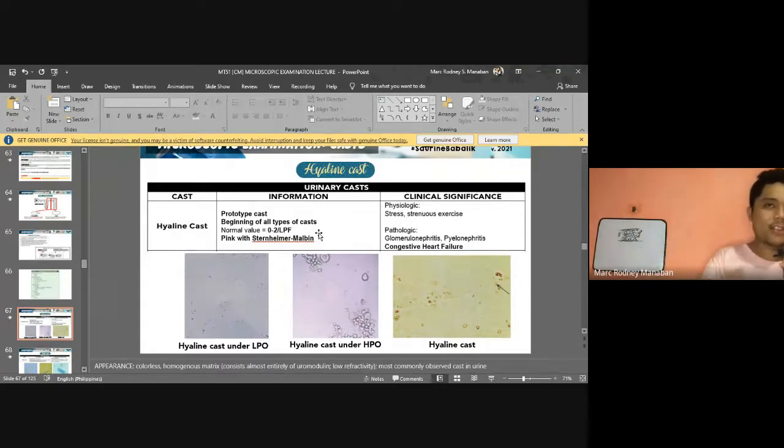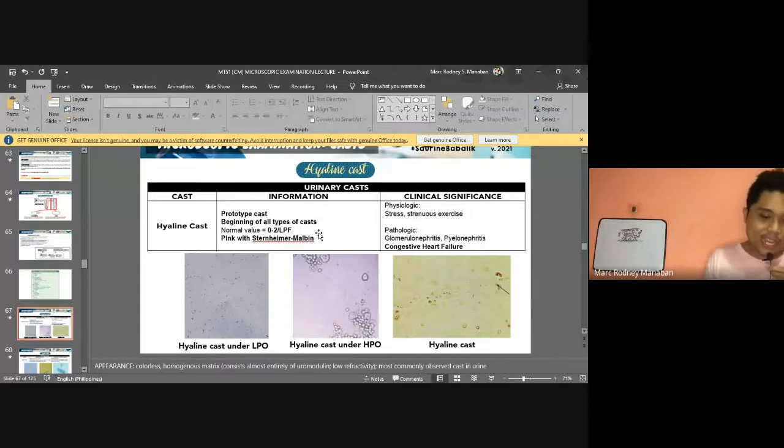And as I have mentioned, during strenuous activities, exercise, there could be increased production of uromodulin. And uromodulin is the main component of hyaline cast. It's the only component found in your hyaline cast, okay? So, therefore, it's normal to see less than 2 per low power field of hyaline cast. So it's normal.